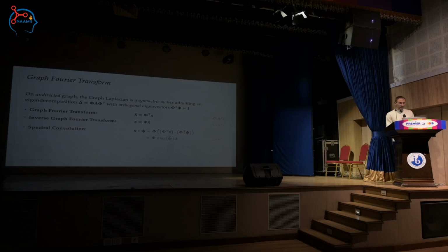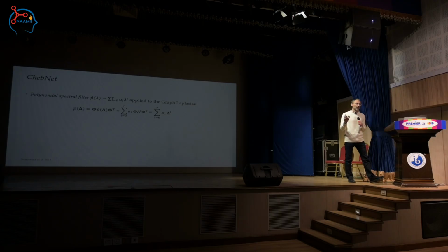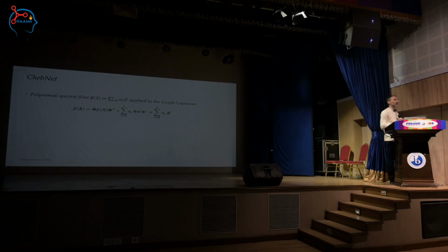ChebNet was one of the early algorithms, and the GCN, the graph convolutional network of Kipf and Welling, was a simplification of this method. It basically applies a polynomial transfer function to the Laplacian spectrum. What is important about this way of doing it is that you don't need to explicitly compute the eigendecomposition of the Laplacian. You don't need to compute these eigenvectors and eigenvalues. It boils down to taking the powers of the Laplacian and combining them with some learnable coefficients.